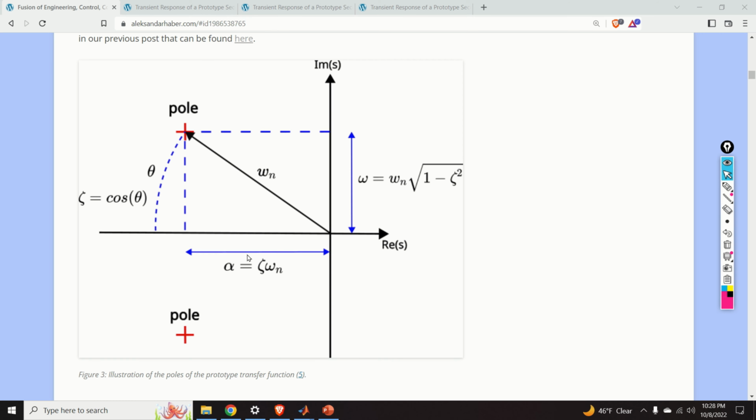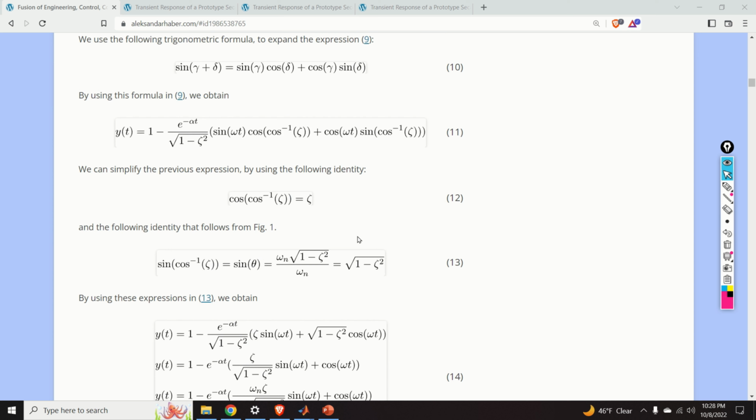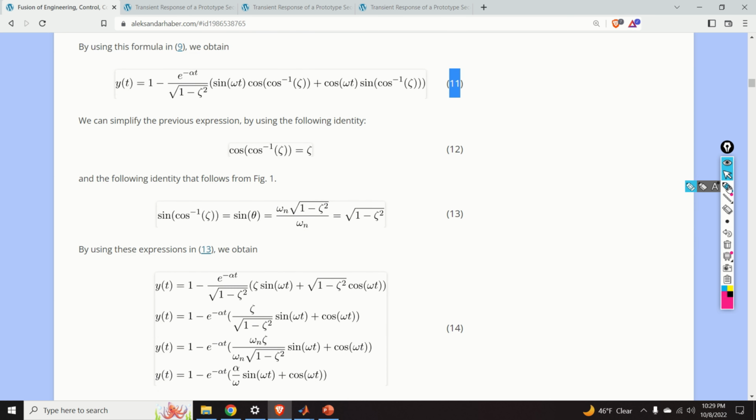The sine of theta from this graph is equal to omega over omega n. Furthermore, omega is equal to omega n multiplying the square root of 1 minus zeta squared. And if we divide that by omega n, we will simply obtain the square root of 1 minus zeta squared. So that's our simplification for this term. By substituting equations number 12 and number 13 in equation number 11, we first obtain this equation over here.